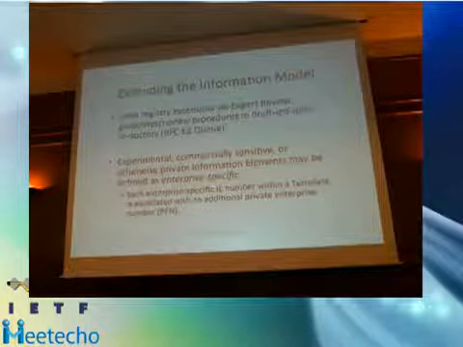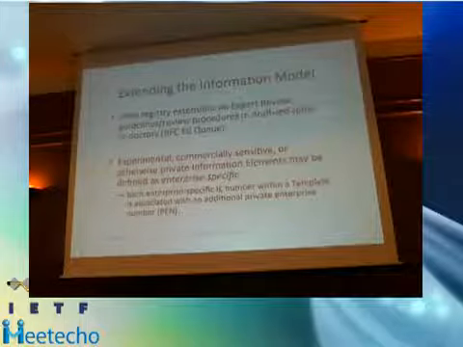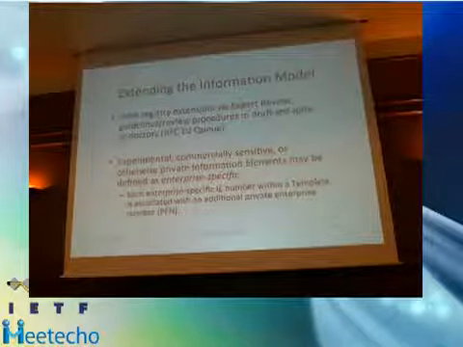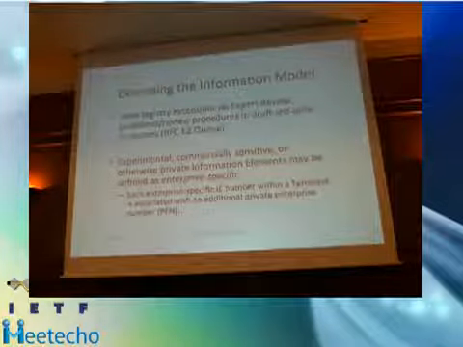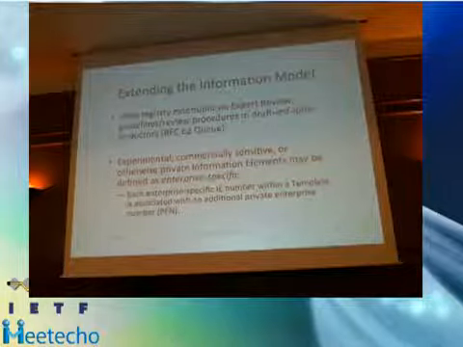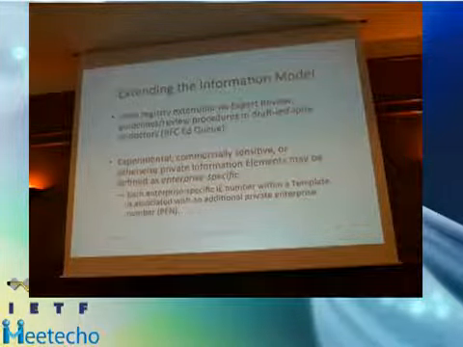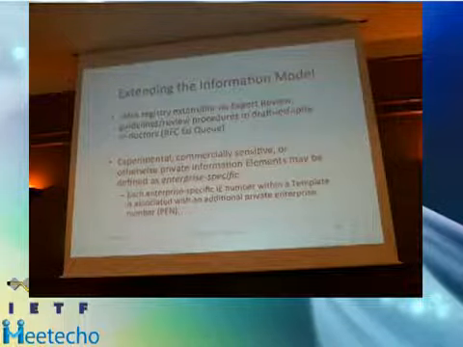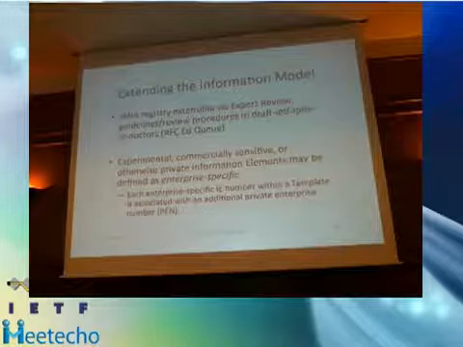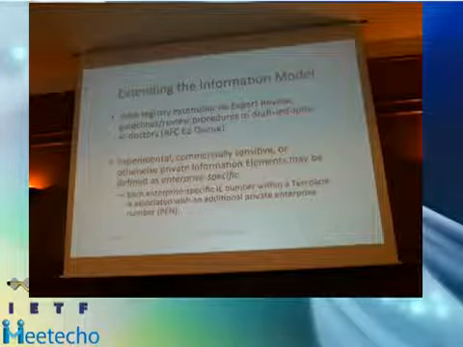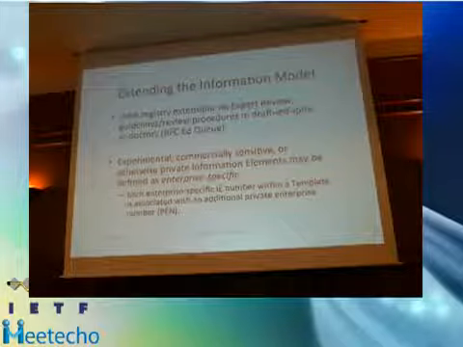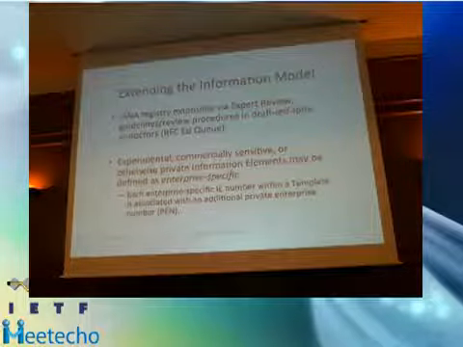There's another way to extend the information model for experimental, commercially sensitive, or otherwise private information elements. Let's say you have an exporting process and you have a particular algorithm, you need to export things, but you don't really want to tell anyone other than yourself what the definition of that information element is, because that's your secret sauce, right? So you have an exporting process and a collecting process, and you tag them with these enterprise-specific information elements. We're going to see a little bit later exactly how these work.